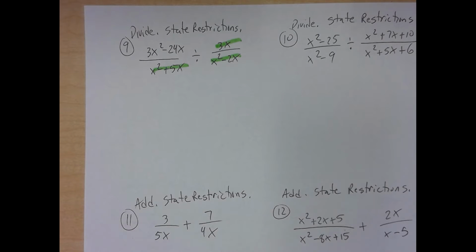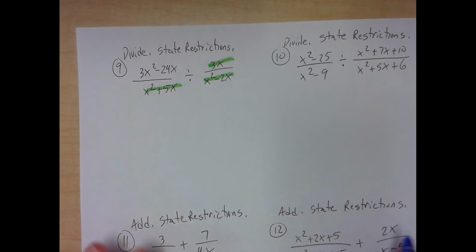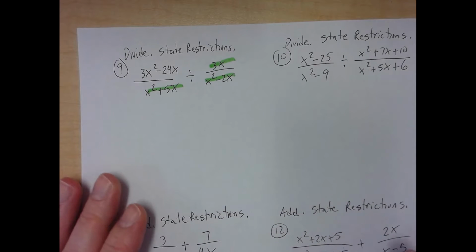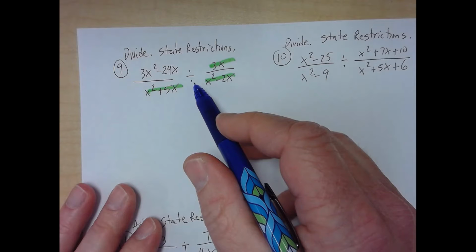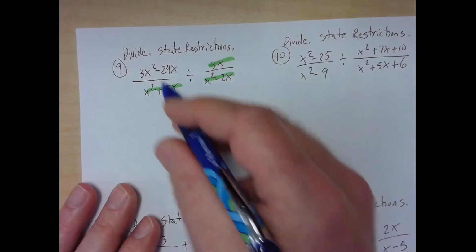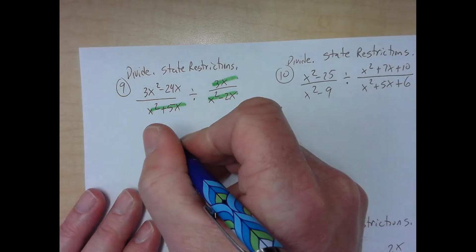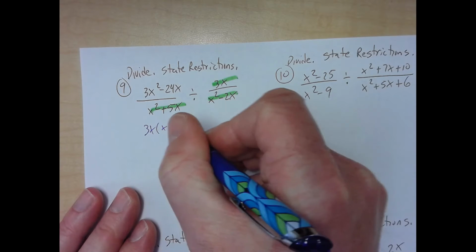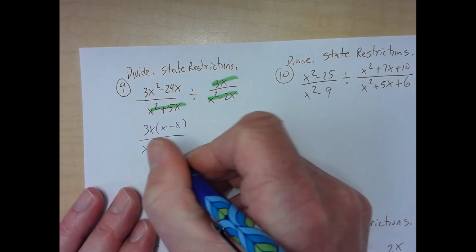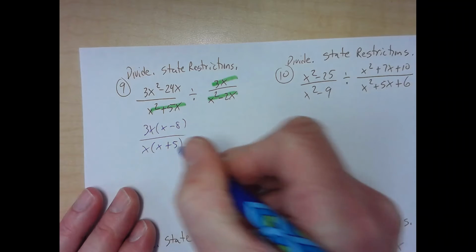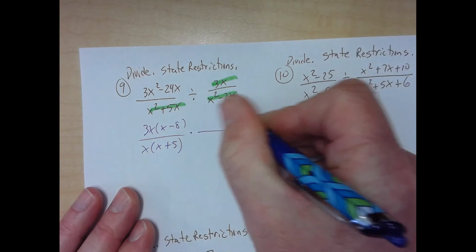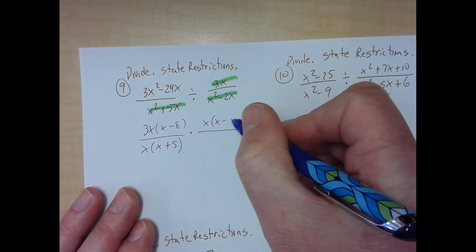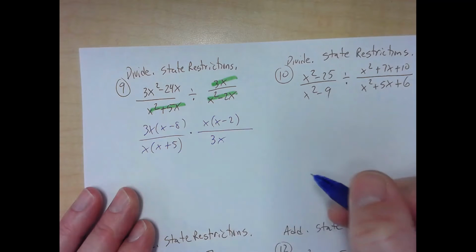Okay, continuing on. So we're going to factor everything. And we don't really do division, we change it into multiplication. But we have to remember the restrictions come from these 3 parts with division. So I'm going to factor out a 3x here, so it's 3x, and then it'd be x minus 8. Down here I'm factoring out an x, so it'd be x plus 5. I'm going to flip it upside down and factor out an x, so it'd be x and then x minus 2 over 3x. So that's what I'm getting left.